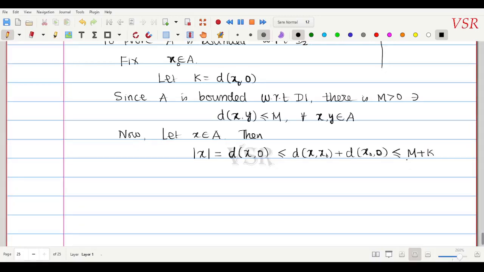So this is true. Hence modulus of the vector x is always less than or equal to M plus k for every x belonging to capital A. So capital A is bounded with respect to D2. Okay.